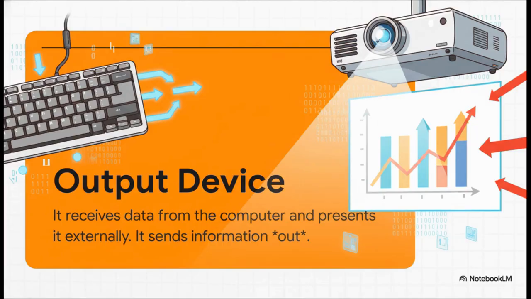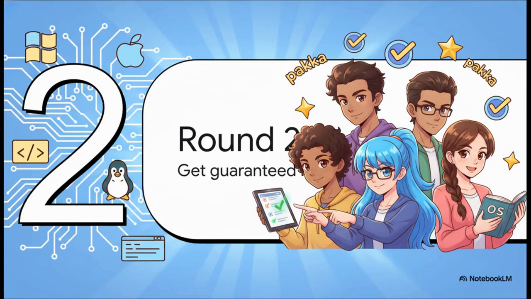Look, the funda is very simple. A keyboard sends data into the computer, right? So it's an input device. A projector, on the other hand, takes data from the computer and throws it out onto a screen for us to see. Since the information is going out, it's an output device. Simple as that. Okay, that was round 1.